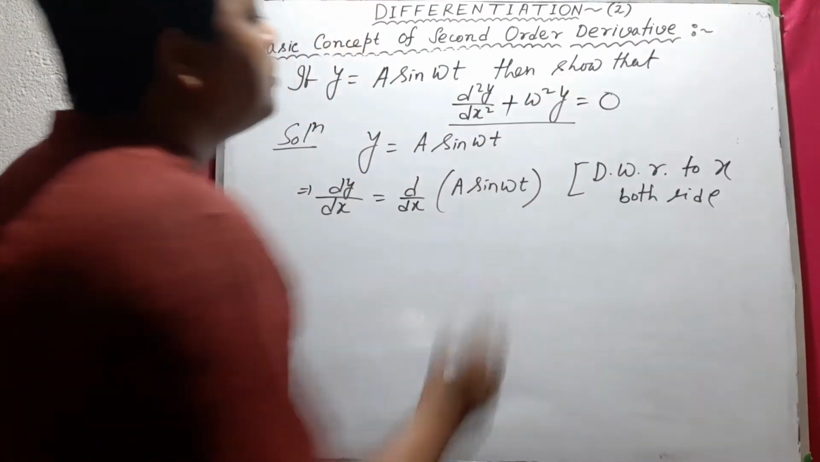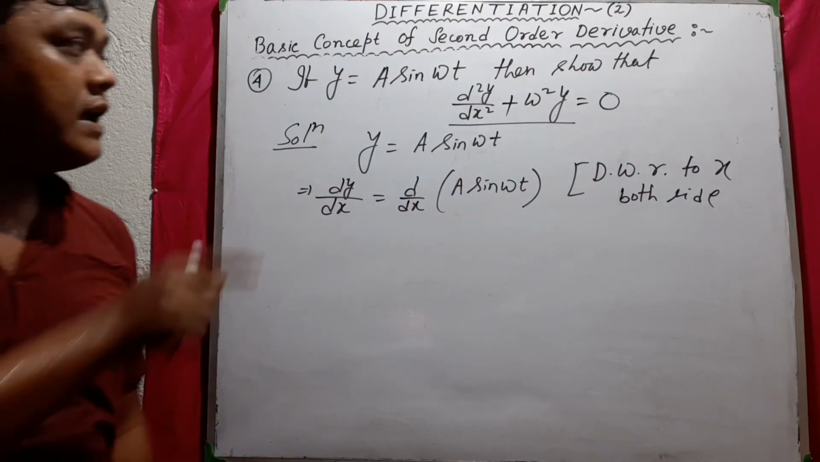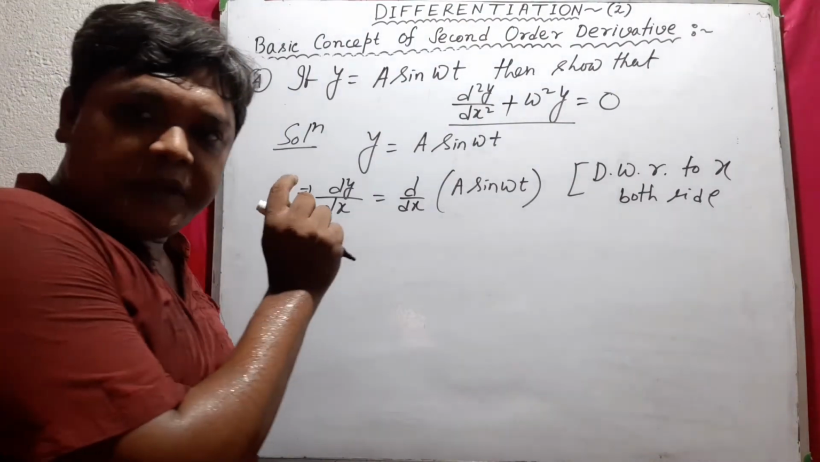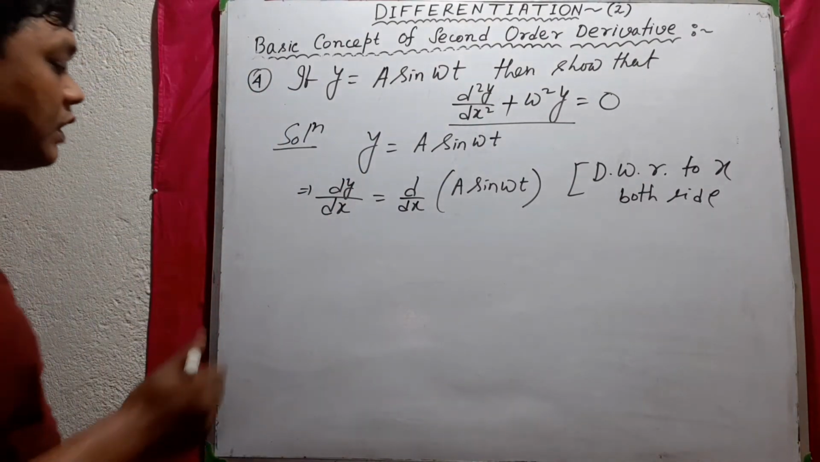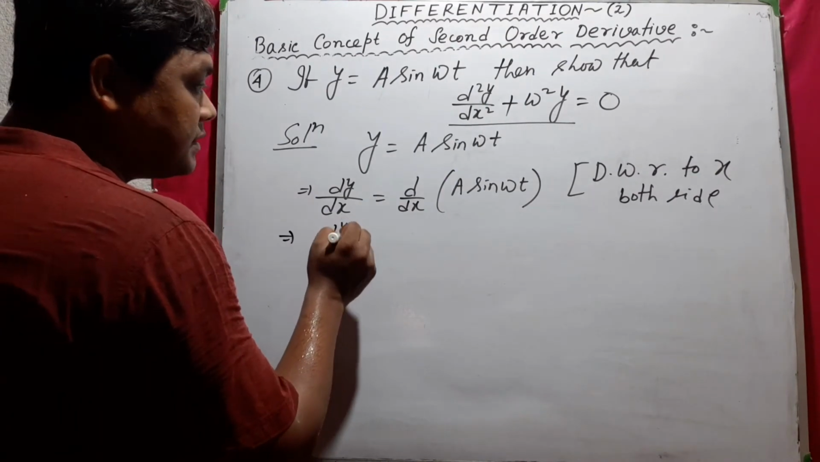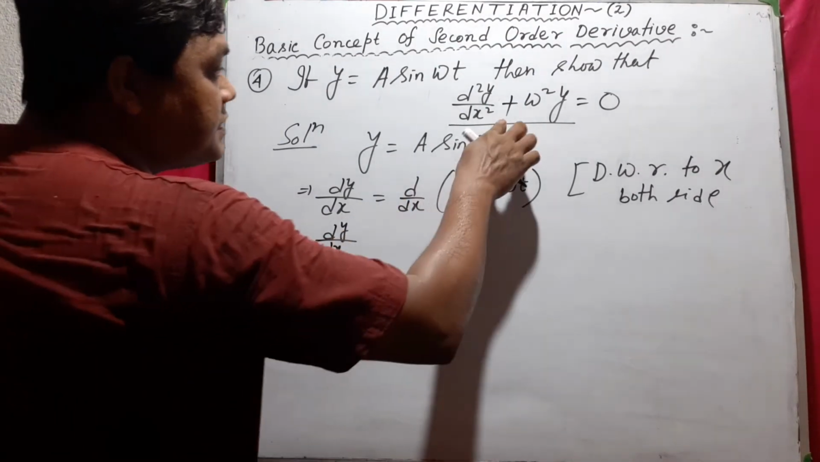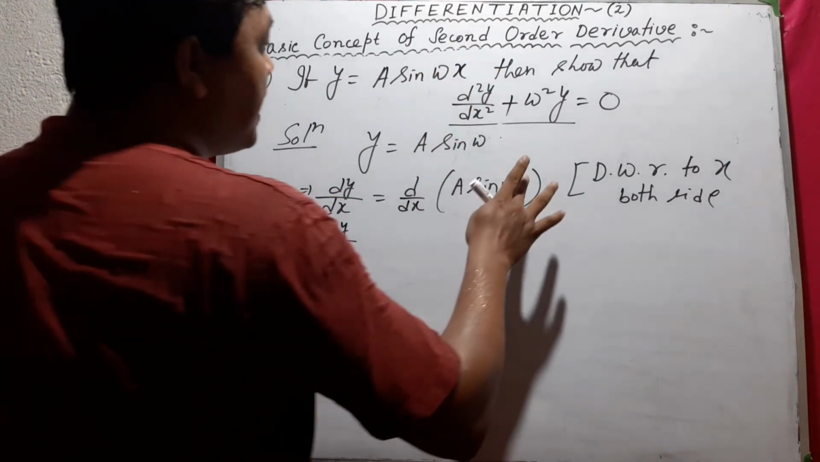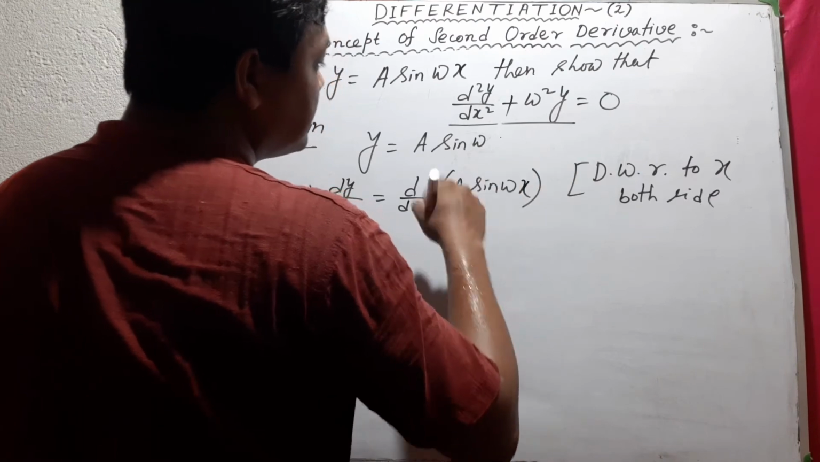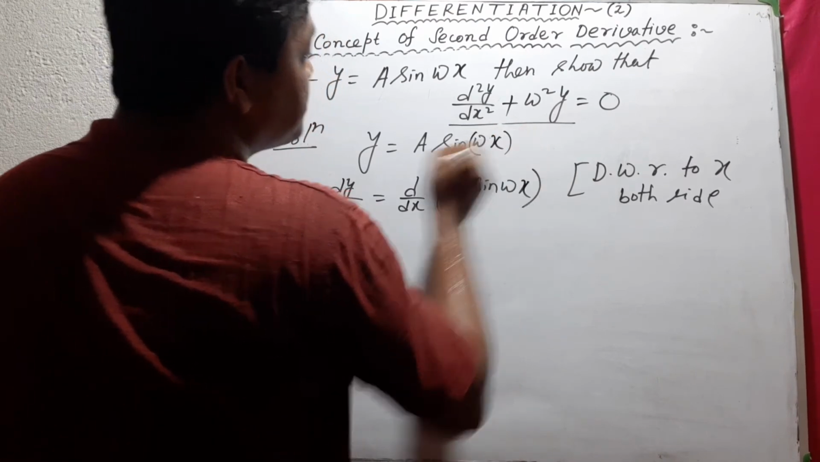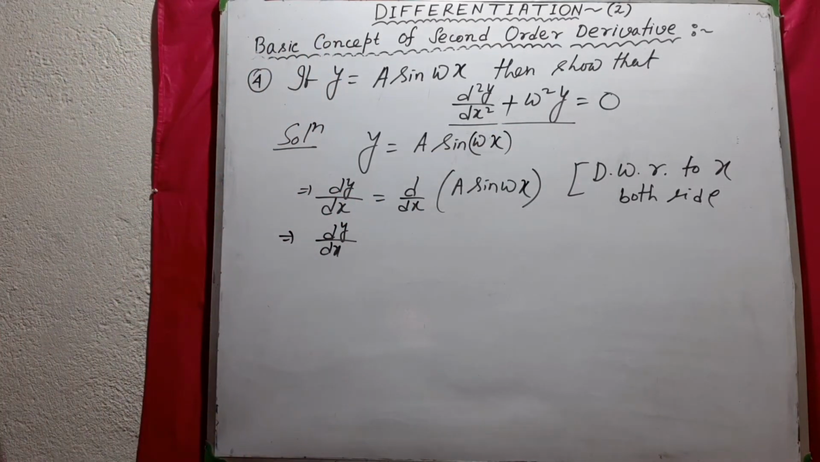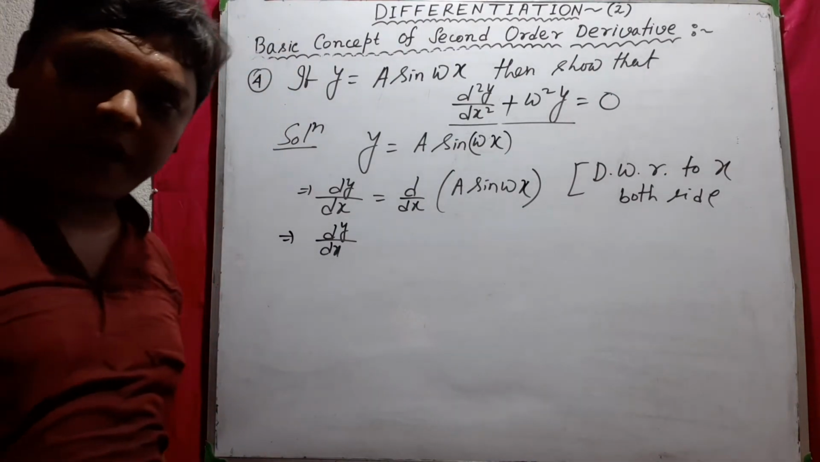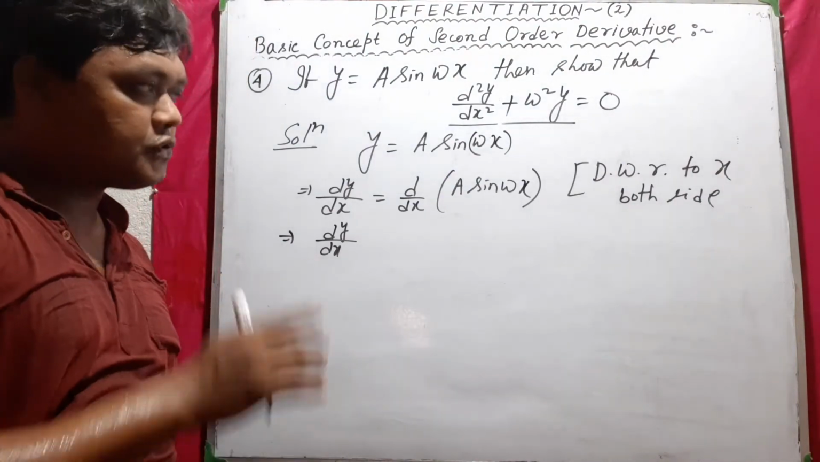plus omega square y equals 0, এটা দেখাতে হবে। Then show that d2y/dx2 plus omega square y equals 0. জাস্ট আমি প্রবলেমটাকে একটু চেঞ্জ করে নিয়েছি। So dy/dx, and this is not omega t, this is omega x, জাস্ট আমি প্রবলেমটাকে একটু চেঞ্জ করছি ভেরিয়েবলটাকে। So y equals a sin omega x, then d2y/dx2 plus omega square y equals 0. You have to show that.